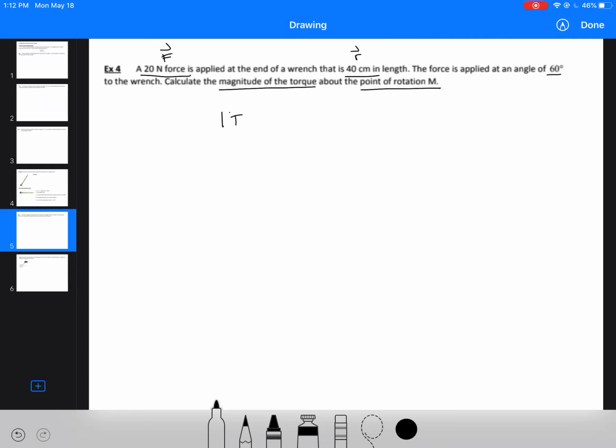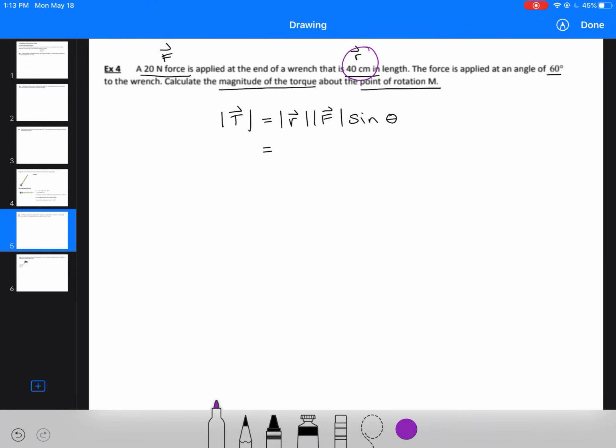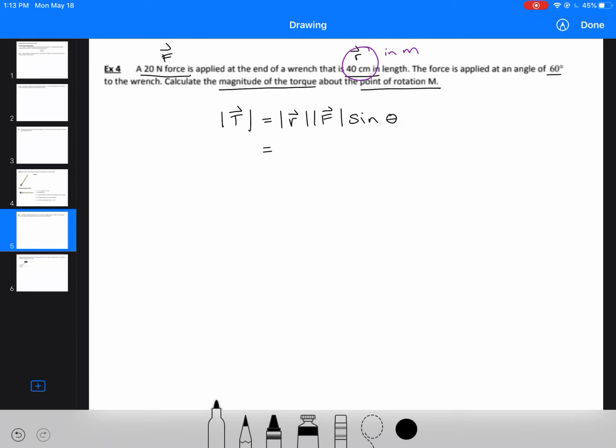So let's take a look at our equation to find the torque. We have the magnitude of the torque is equal to the magnitude of R times the magnitude of F times the sine of the angle between them. Now, a couple of things that we need to consider is that this equation is going to ask for you to change R into meters. Always, in order to use the equation, R has to be in meters. So, easy enough conversion here.